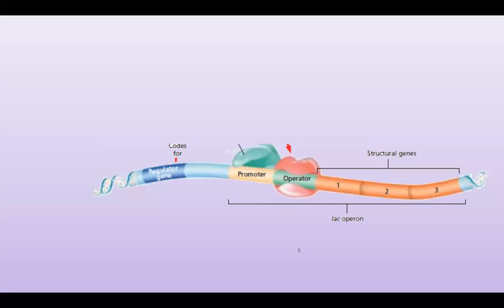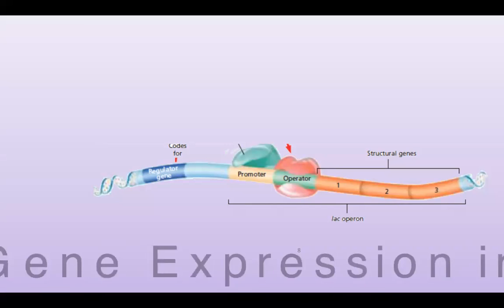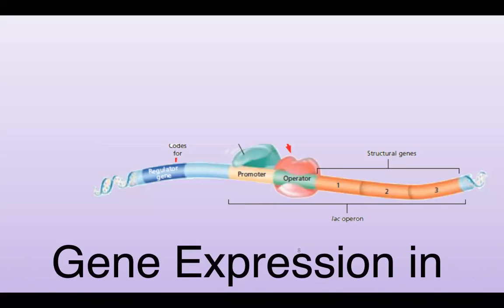What we're going to look at today is gene expression in prokaryotes first. In a prokaryote, and don't forget, a prokaryote is a type of cell that does not have a nucleus and it does not have membrane-bound organelles.